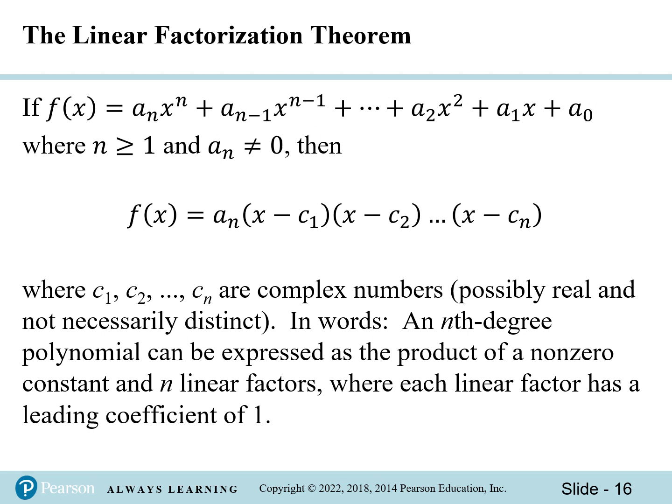Then we have the linear factorization theorem. It's basically saying if n is greater than or equal to 1 and a sub n is not 0, that's the first term there, then we could have some function where we have a sub n times x minus c1 times x minus c2 all the way to x minus c sub n, where c1, c2, and cn are complex numbers, possibly real and not necessarily distinct. So in other words, an nth degree polynomial can be expressed as the product of a non-zero constant and n linear factors, where each linear factor has a leading coefficient of 1.